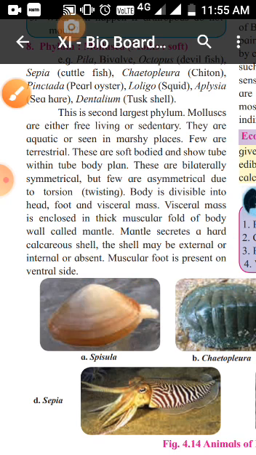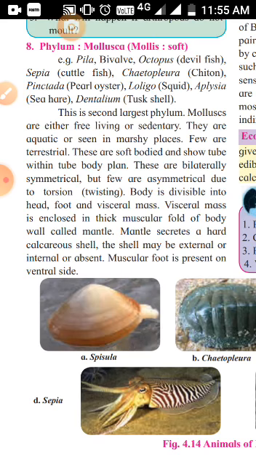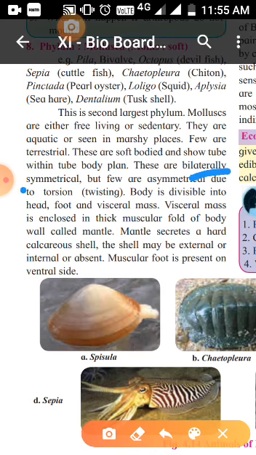And the symmetry we said initially is called bilateral symmetry, but a few are asymmetrical due to torsion. I showed you torsion's explanation. What happens? The mantle region twists, and that is the result of torsion. I have the result of torsion for you here.